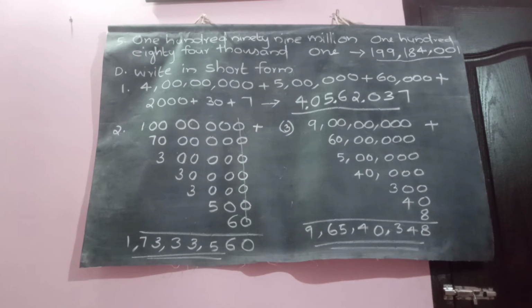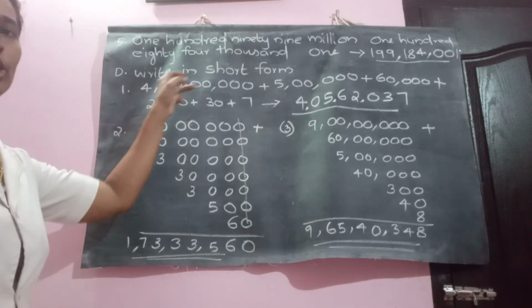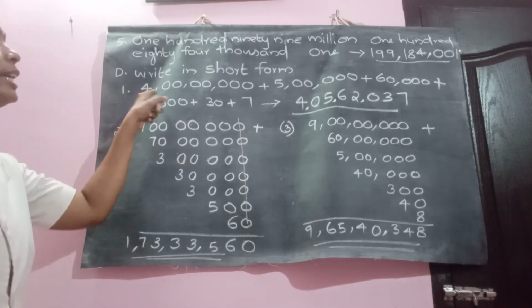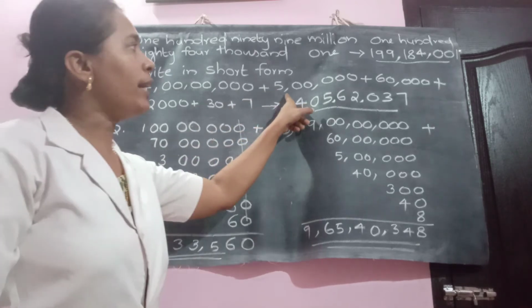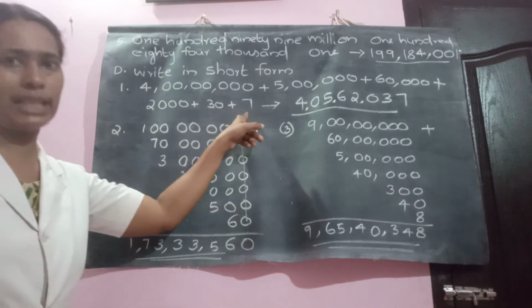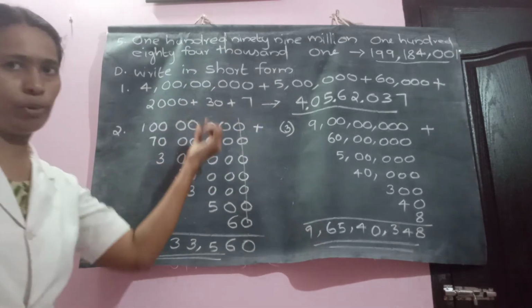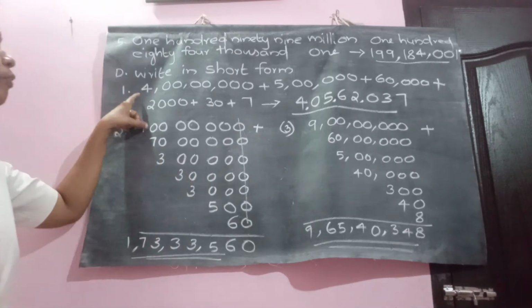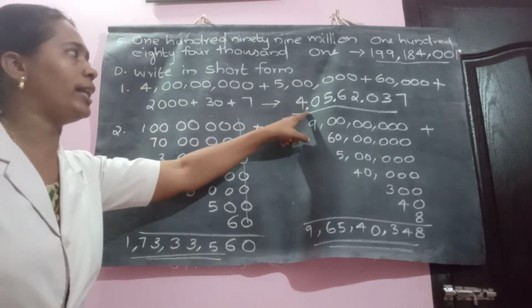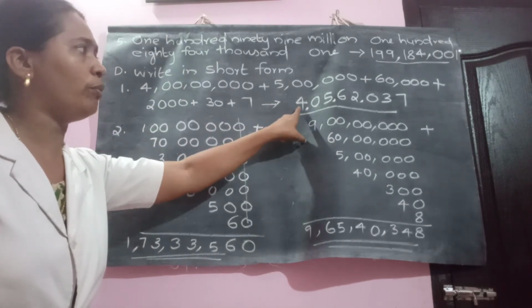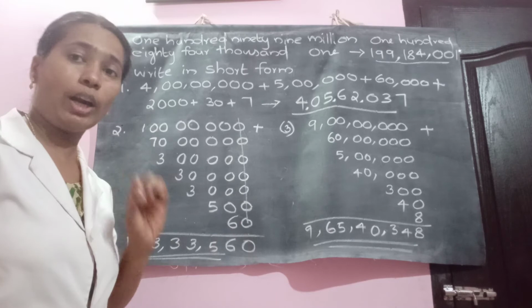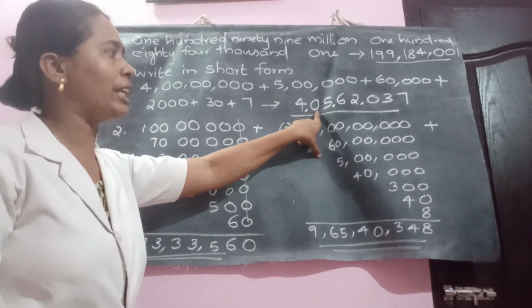Write in short form. Question number D is write in short form. See, the number given is 4 crore plus 5 lakh plus 60,000 plus 2,000 plus 30 plus 7. We have to write the short form of this. So when we are writing, let us start from here. 4 crore we have. After writing 4 crore, we need to write only 4, then put a comma. Then here, the 10 lakhs number is missing. The 10 lakh number is not given to us. So, we have to fill the 10 lakhs place by 0.